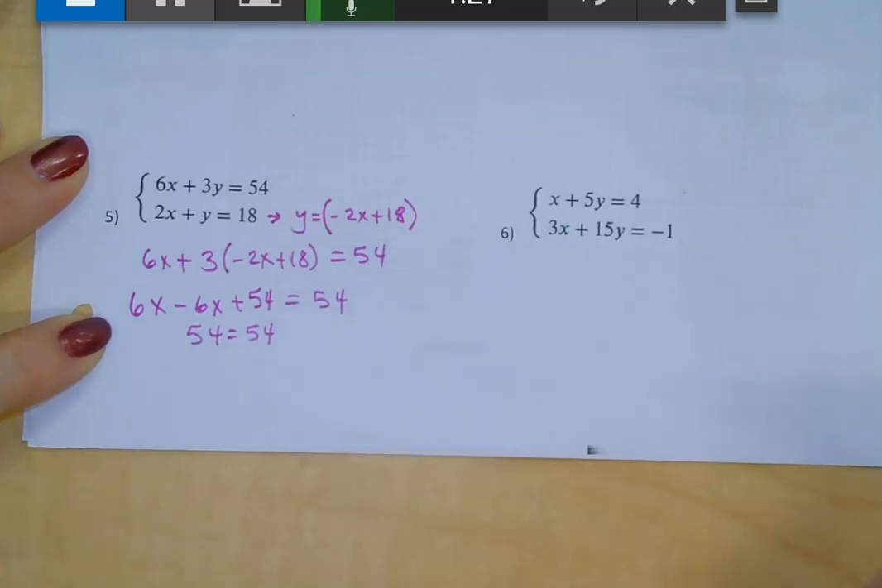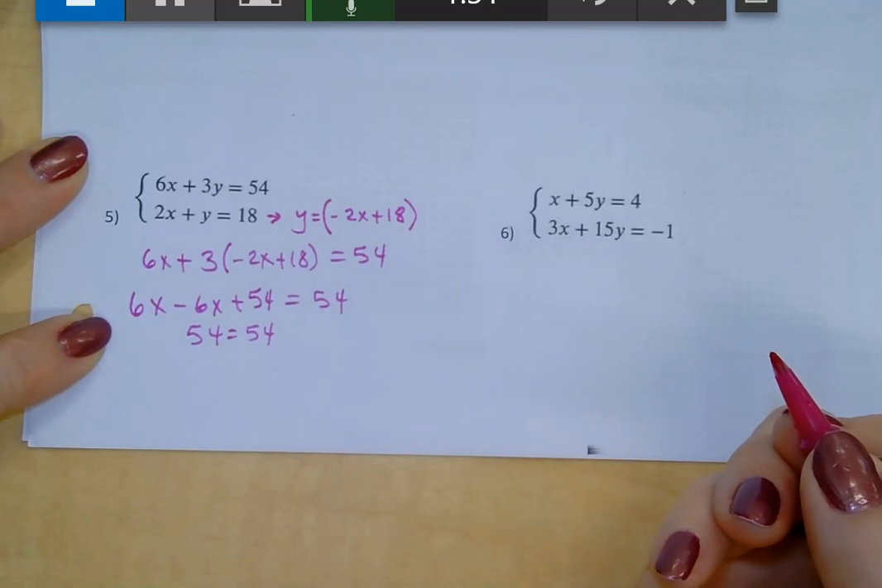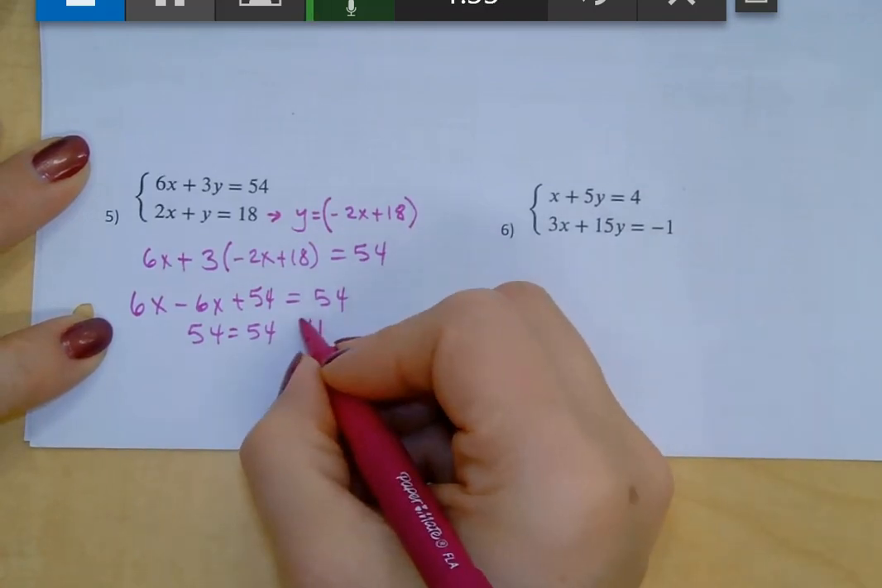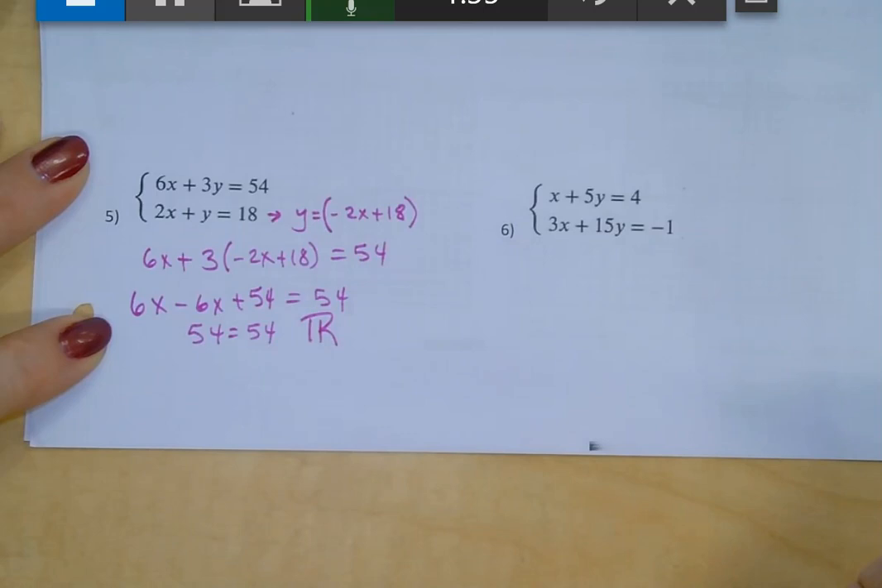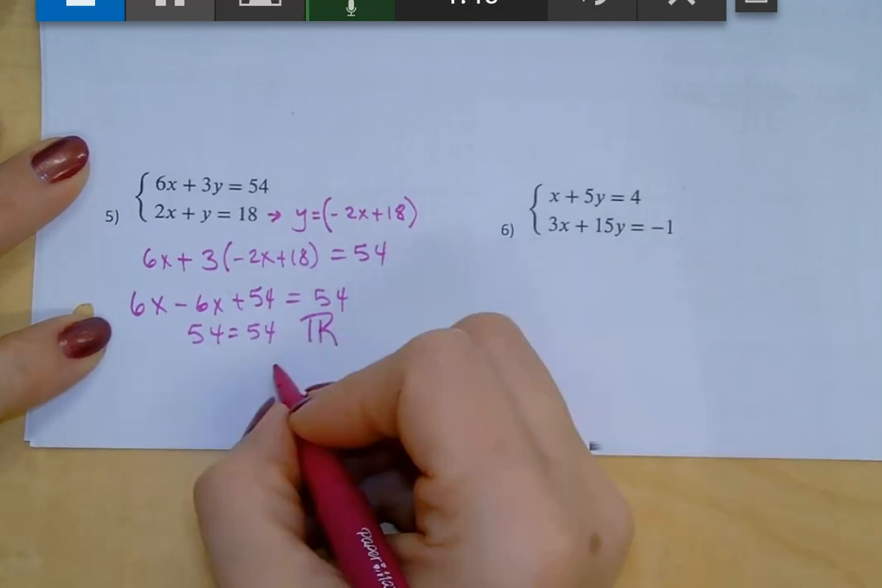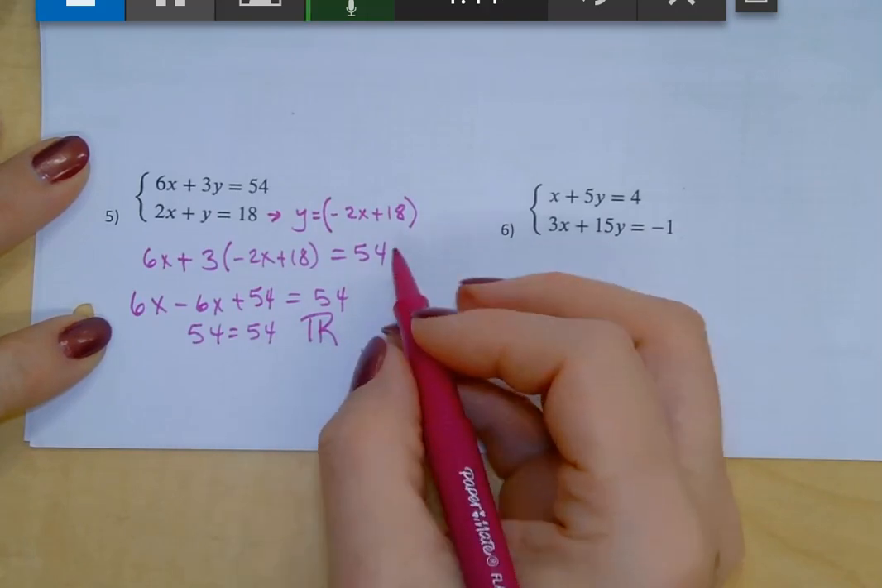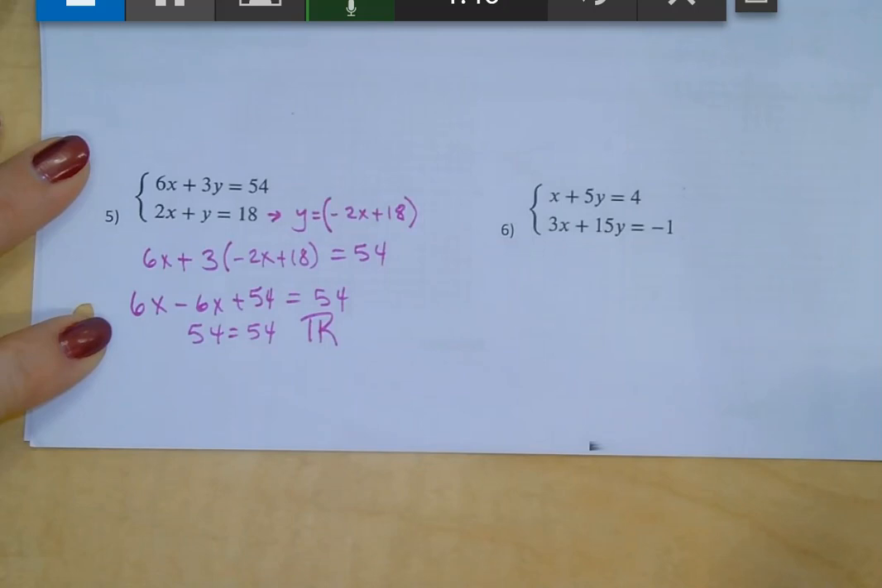I have lost my variables. So what this tells me, I look, 54 equals 54 all of the time. This is probably going to be all real numbers, right? I got infinite solutions here. So if I wanted to graph that, I would find that the lines are exactly the same line. The first one is exactly the same as the second one.